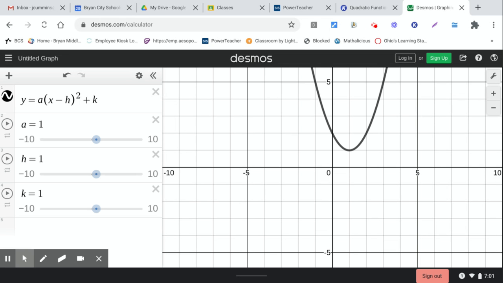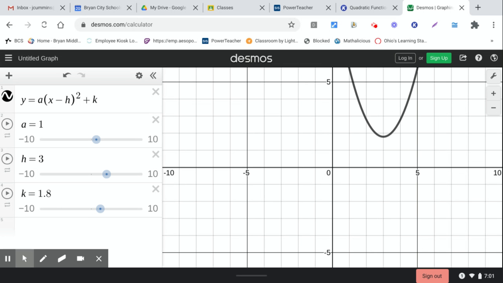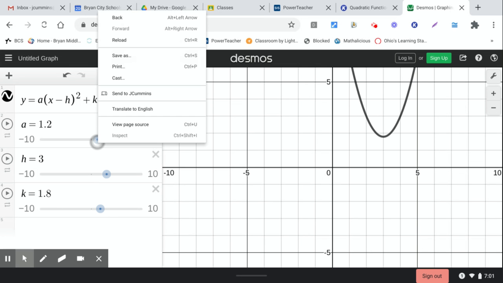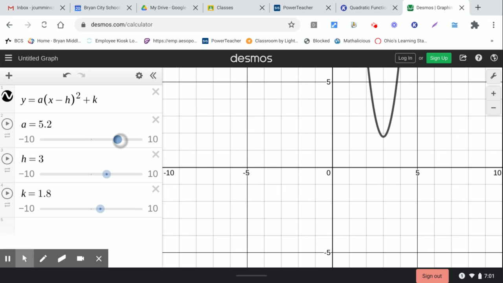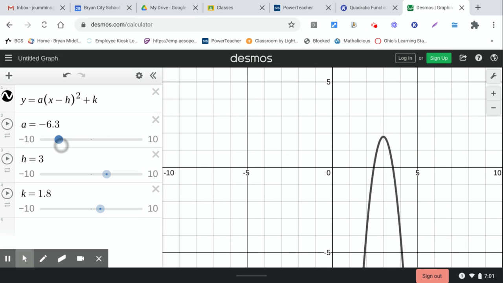So first, I'm going to change the h. And remember, adjusting that h value is going to move it left and right, because that happens inside the parentheses. And then if I want to change the k, remember that moves it up and down. So we can see that. And then the last thing is the a value. You can change that. You just have to click and drag on it. So remember, a bigger a value is going to make it skinnier. And then an a value between 0 and 1 is going to make it wider. And then once we hit negatives, it's going to flip over and be reflected. Okay. So those are transformations, and we talked about all of those before.